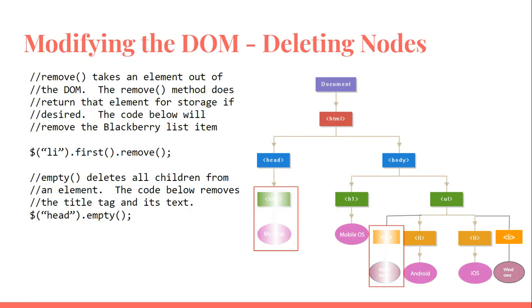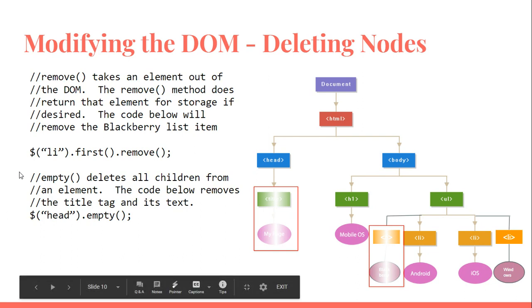Finally, the last thing we can do is delete information from the page. So remove takes an element out of the DOM. It does return that element for storage if you want to. In this case, we're going to remove the BlackBerry list item. So I get the list of LIs and I get the first thing in that list and I remove it. That gets rid of this thing.